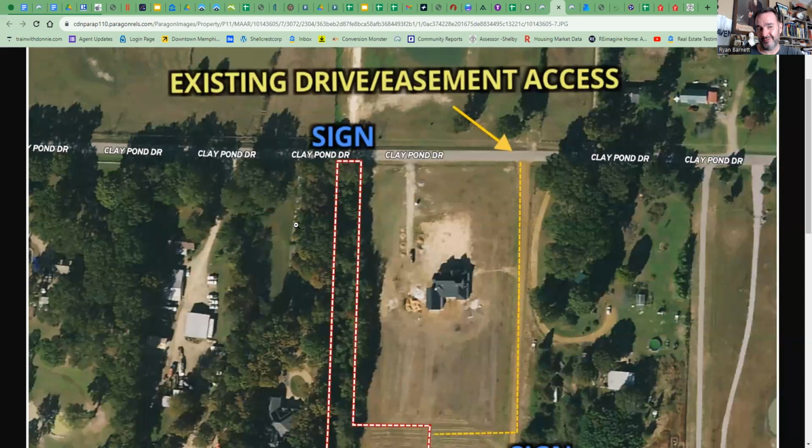Like you'd have to apply for permits. We need to know where the water is. We need to know where electricity is.